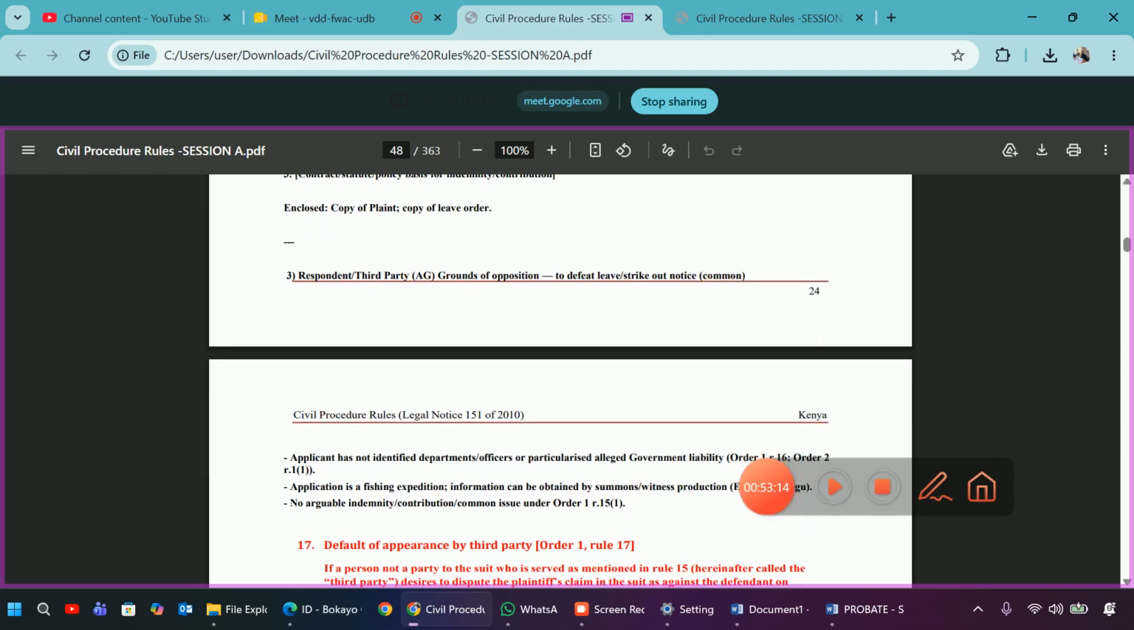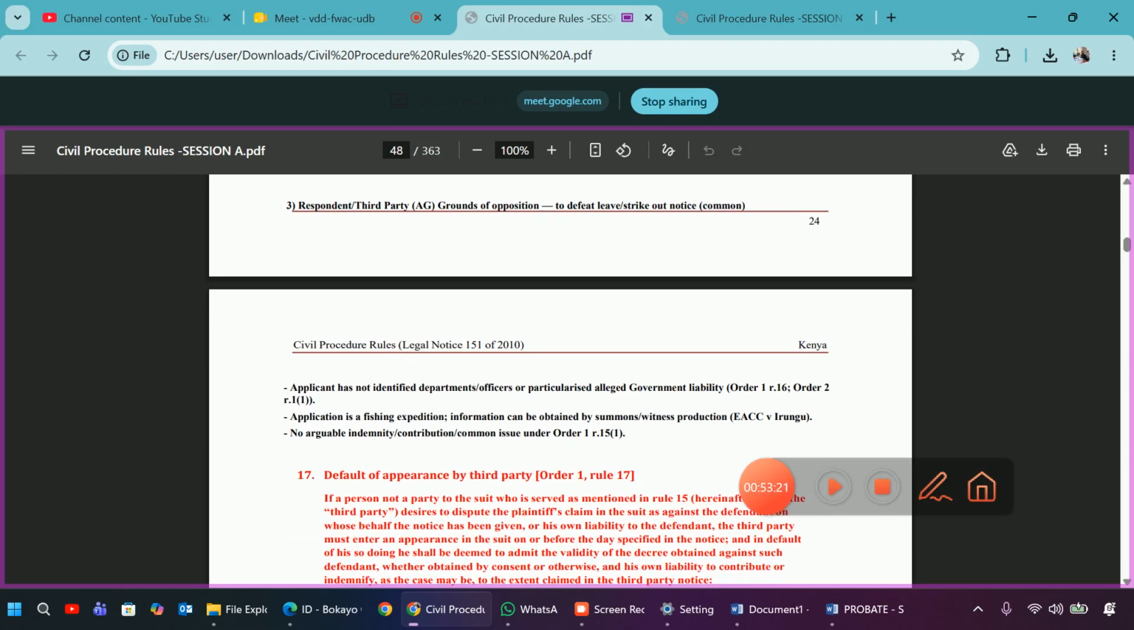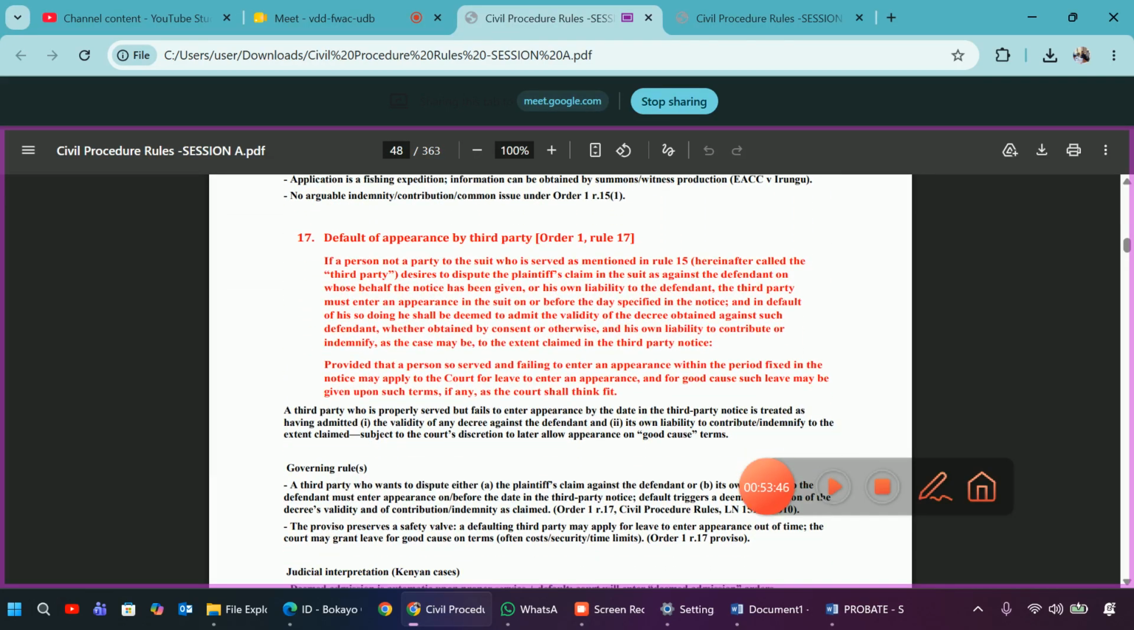Then the third party AG's grounds of opposition, now that you are representing the government, are that the applicant does not identify the department or officers or particularize the alleged government liability, and the application is just a fishing expedition. Information can be obtained by summons or witness production. Where you want to call an EACC officer, you don't necessarily do third party proceedings because you can just take out a summons to a witness, as we will see. There is no arguable indemnity or contribution, or common issue under Order 1, Rule 15.